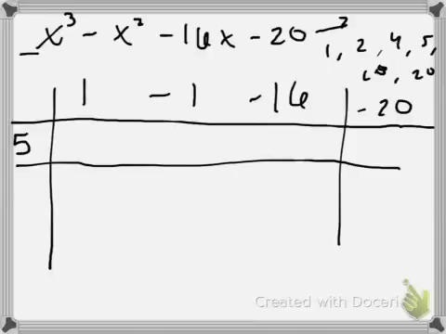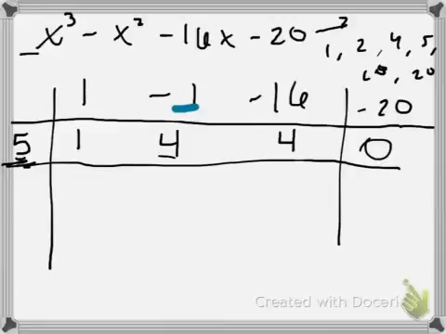So then you do, so it's 5 times negative 1, which is negative 5, and then you add that to this negative 1 right there, which gives you 4, and then you do again 5 times 4, which is 20, and then you add that to negative 16, which gives you 4, and then you do again 5 times 4, which gives you 20, and negative 20 plus 20 is 0. So you know that 5 is one of the factors.